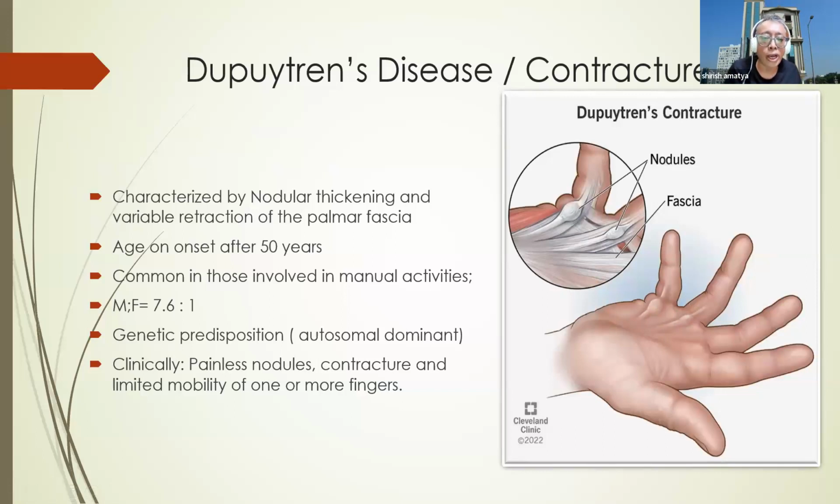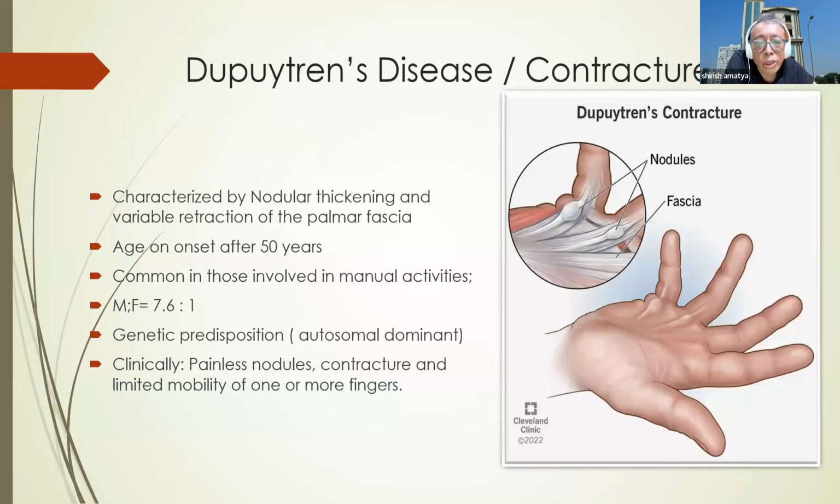Normally the patient profile is above 50, and this Dupuytren disease or contracture is very common in manual workers, those who do manual activities. It is also more common in males. The ratio between male and female is 7.6:1, and it has a strong genetic predisposition, so it can be transmitted as autosomal dominant.